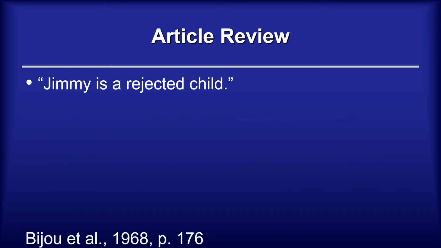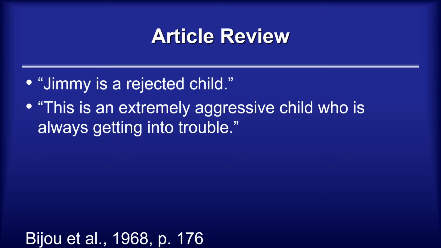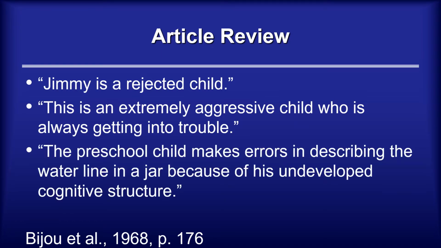Here are some examples from the article that include statements that we want to avoid if at all possible. Can you identify why? Jimmy is a rejected child. This statement refers to environmental events that are not immediately observable and are not objectively defined. This is an extremely aggressive child who is always getting into trouble. The description of the target behaviors here are not sufficiently objective. The preschool child makes errors in describing the water line in a jar because of his underdeveloped cognitive structure. This statement makes reference to a hypothetical construct, a cognitive structure, that cannot be observed.